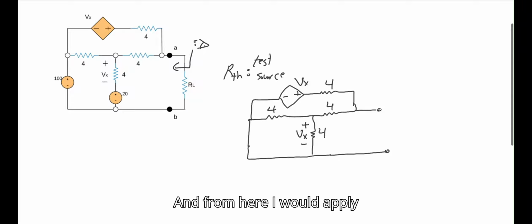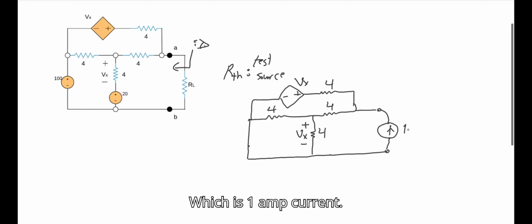And from here, I will apply a source, a test source, which is 1 amp current. And what I'm trying to do is to find the voltage across this independent test source.